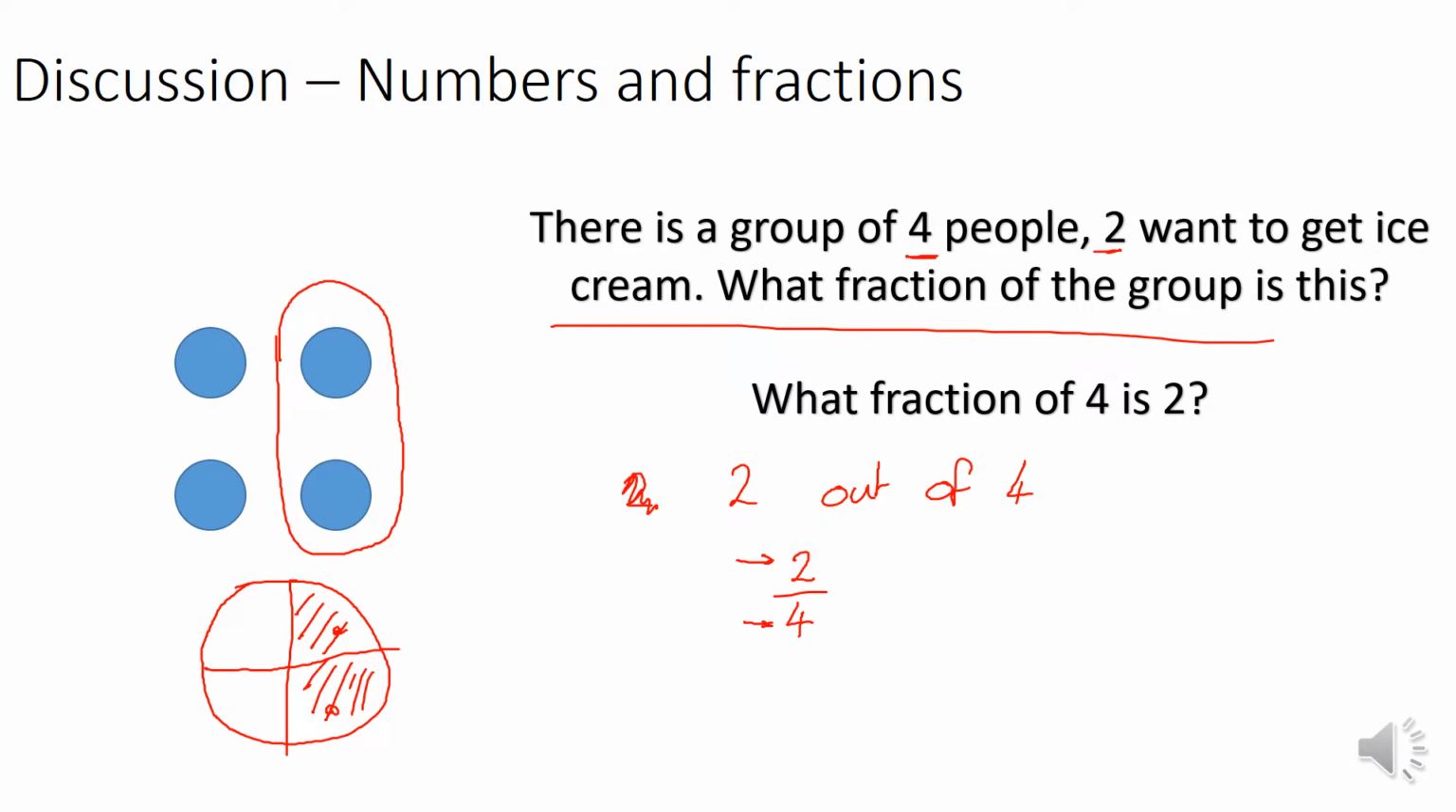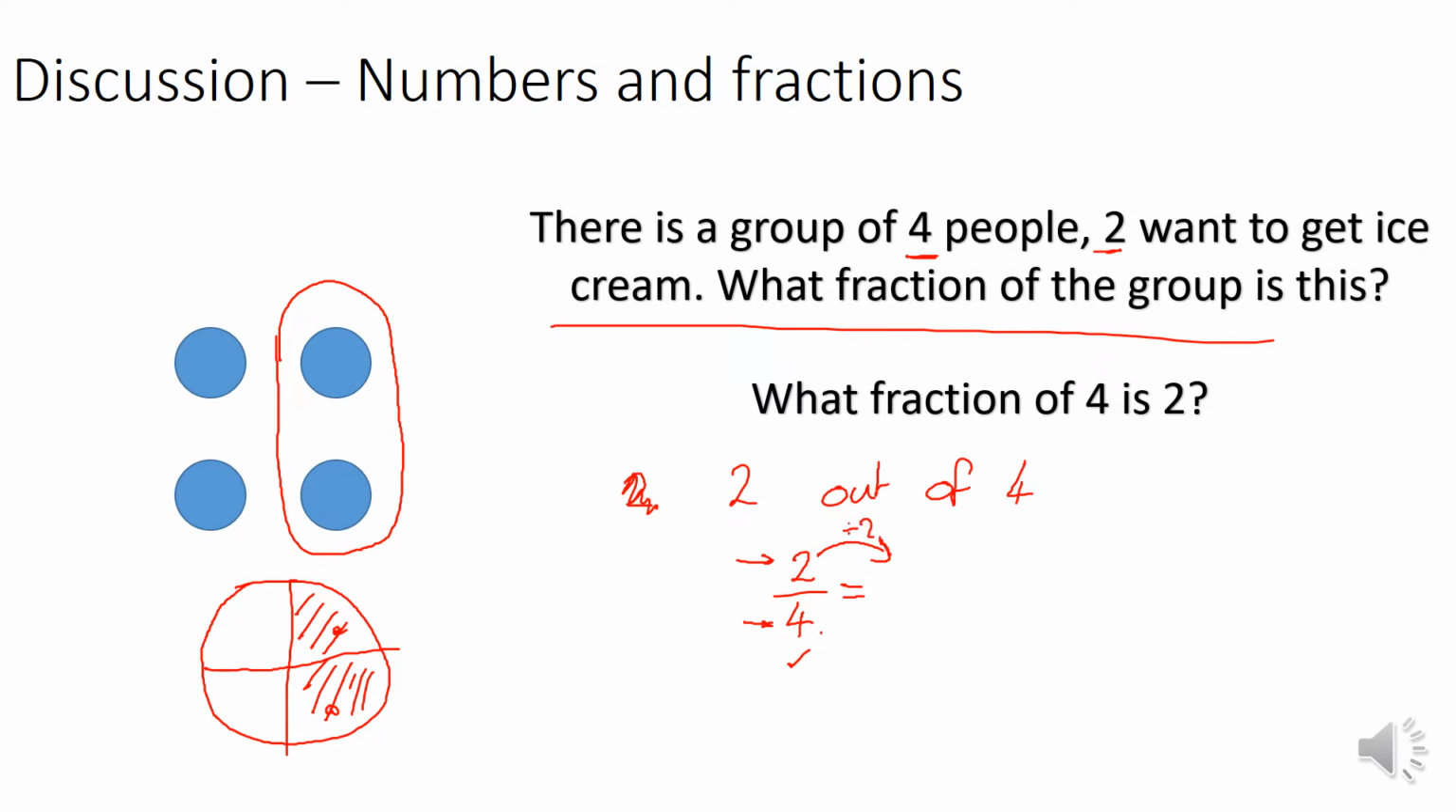So while this is correct, it's not actually our final answer. You might be able to see why it's not. If you can't see why, just have a moment to think about it. Why is this not our very final answer? It's because it's not simplified fully. 2 and 4 can both divide by 2.